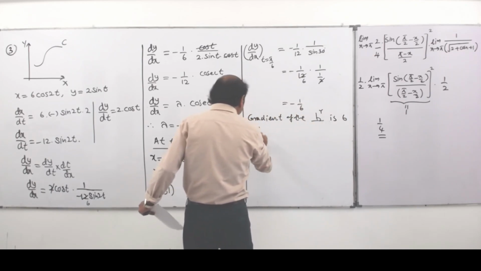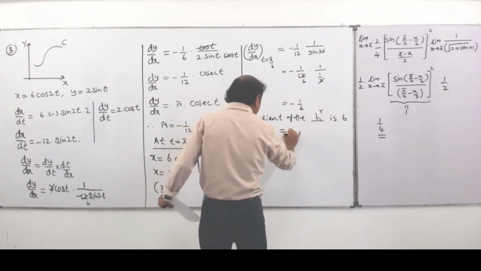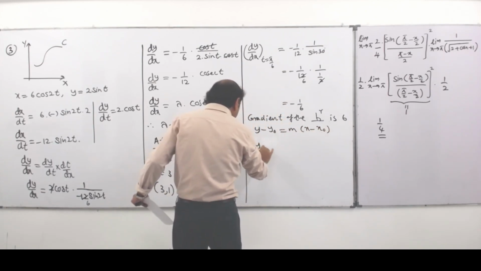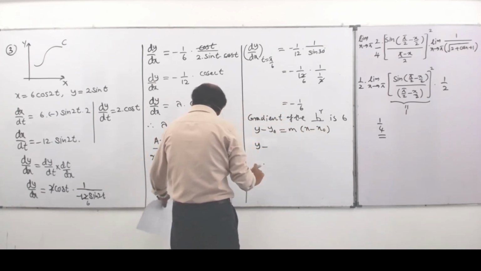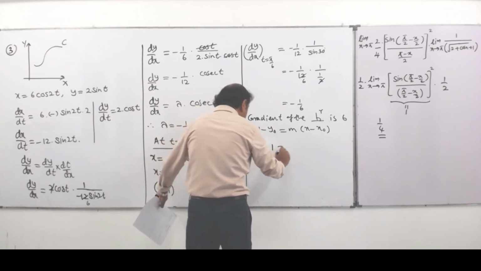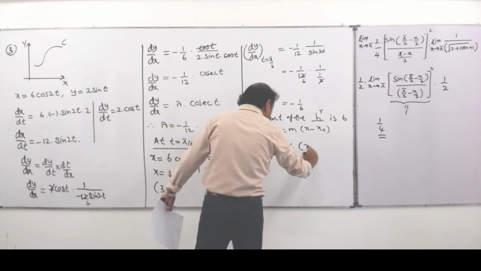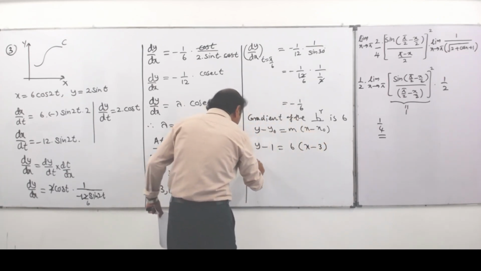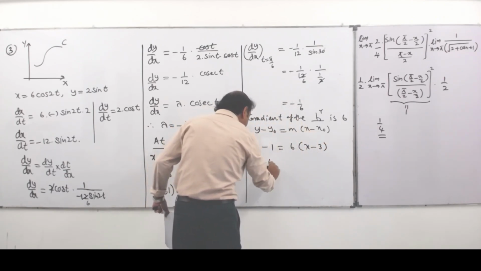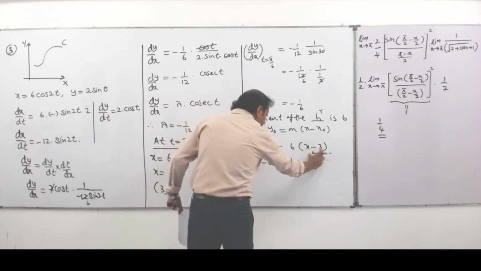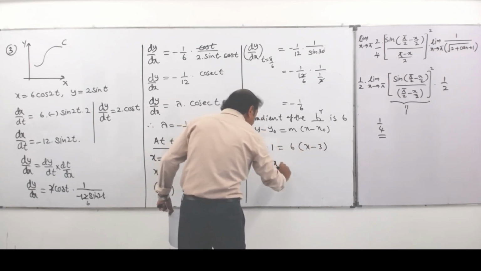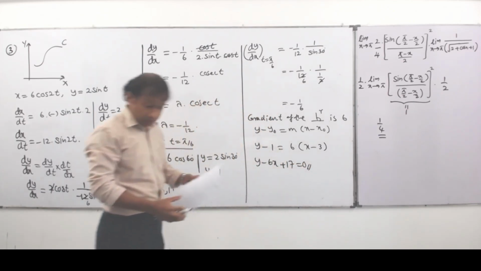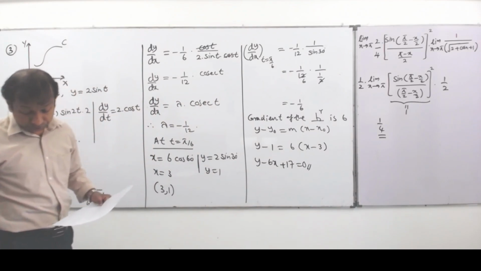Then we can use the formula y minus y naught equals m times x minus x naught. y minus y naught, the y coordinate of that point, is 1. Gradient now is 6, x minus x naught is 3. Then we get y equals 6x minus 18 plus 1, that is 6x minus 17. This is that equation, right? Okay.